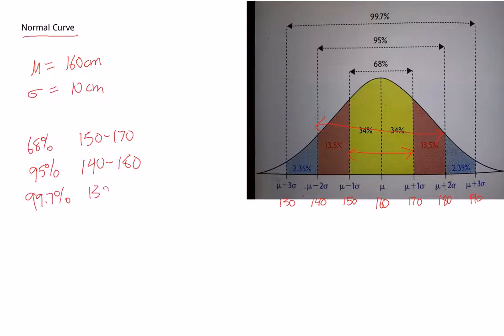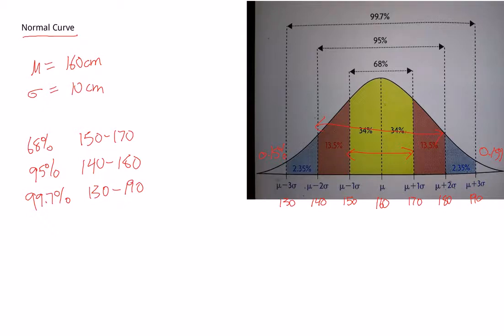99.7% is our total graph, 130 to 190. Does that mean there's going to be people beyond that? Yep. We still have 0.3%, so that means there's going to be 0.15% beyond 3 standard deviations either way. So we get 0.15 on either side. That means if you were 200 centimeters tall, you're past the 3 standard deviation lines. If you were 125, you're below the -3 standard deviation lines.